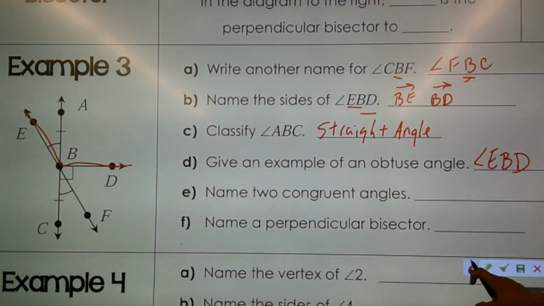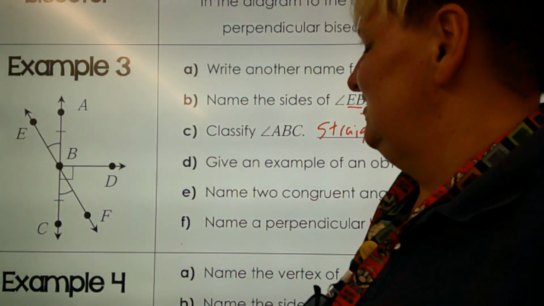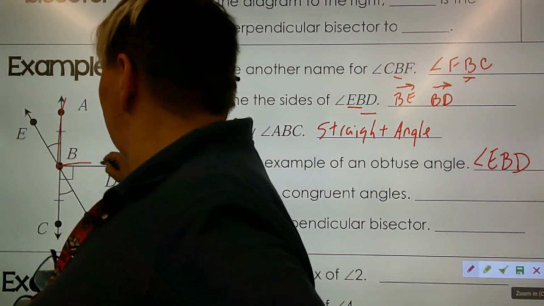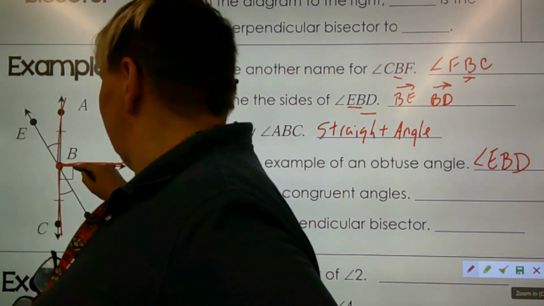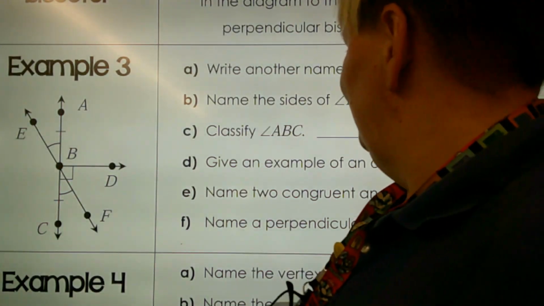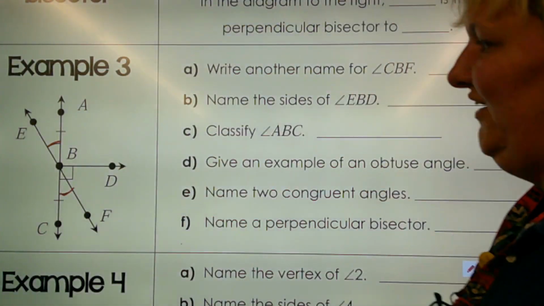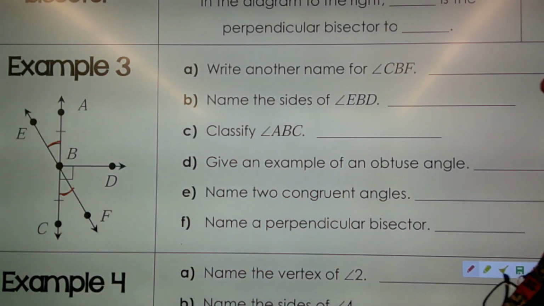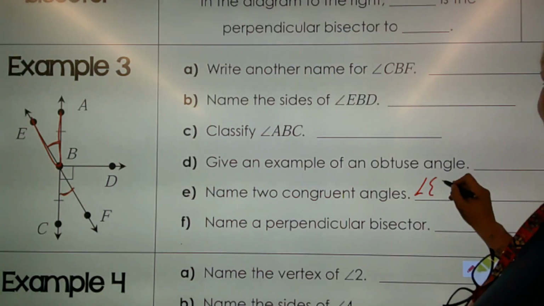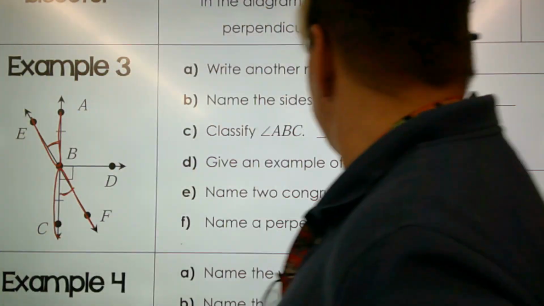Name two congruent angles. How do you know what a congruent angle is? There's a couple of different ways you can do this. You can do this one and this one, because they're both 90 degrees. Or you could do this one and this one because the line means they're congruent. So let's do that. So let's do angle EBA and angle CBF.